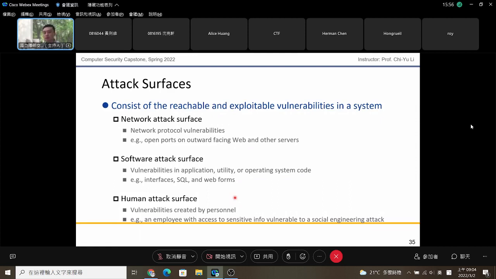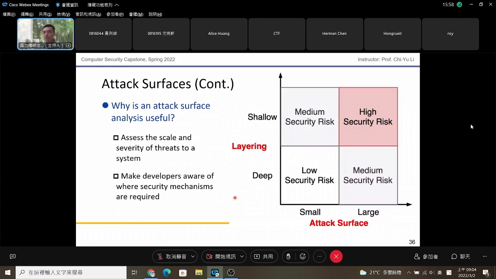So why is this important and useful? Because we can know how vulnerable one system, software, or network component is based on the analysis of the attack surface. So here is the analysis of the attack surface versus security layering.